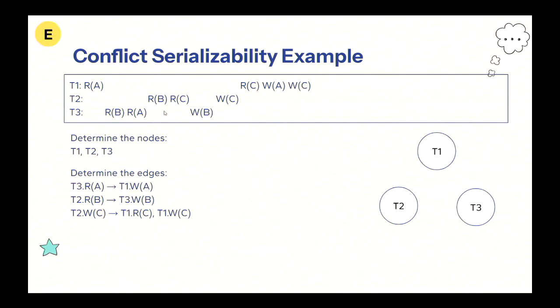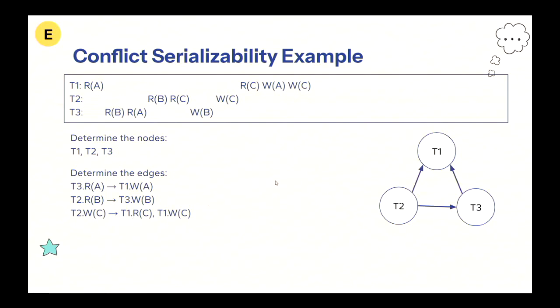Let's try to look for conflicting pairs for B. Let's look for writes for B first. In this example, only T3 is writing B. So let's look at how other transactions work on B. In this case, T2 reads B before T3 writes to B, so there's an edge from T2 to T3. And let's look at the case of C. In this case, we have 2 writes for C. T1 is writing to C, and T2 is writing to C. T2 writes to C before T1 reads C and T1 writes C. So we should have an edge from T2 to T1. So we have 3 edges in this graph.